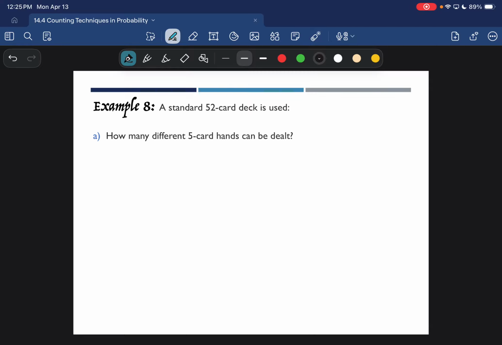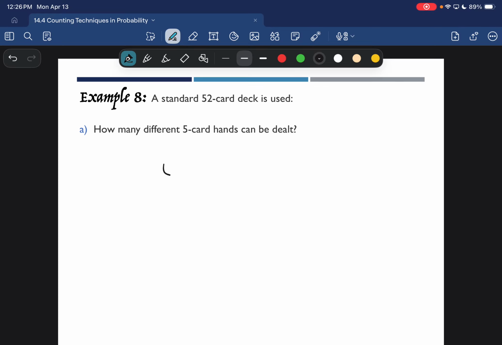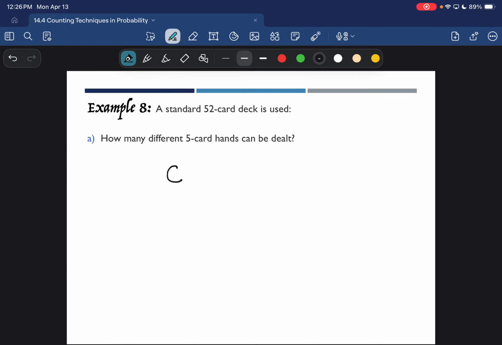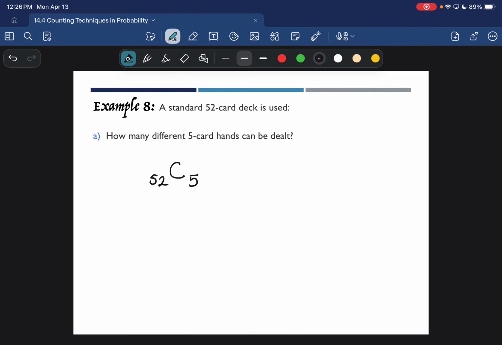All right, so let's take a look at our 52 card deck. It wants to know, first of all, just how many different hands can be dealt. So we're doing a combination, is what we said. We have 52 cards, right? And we are going to deal out 5 of them. Okay, does that make sense? 52 cards to pick from, 5 of them become your hand of cards.